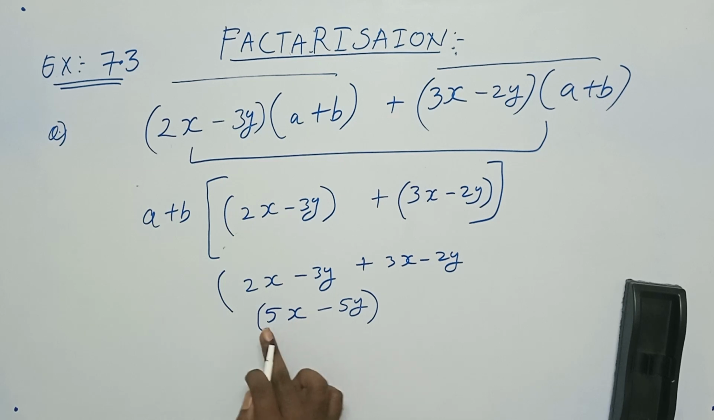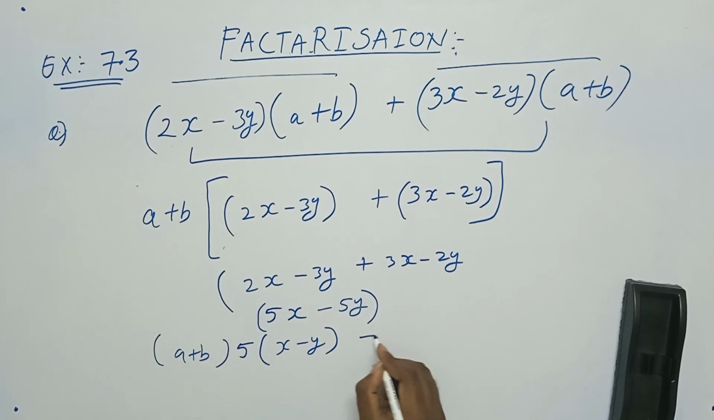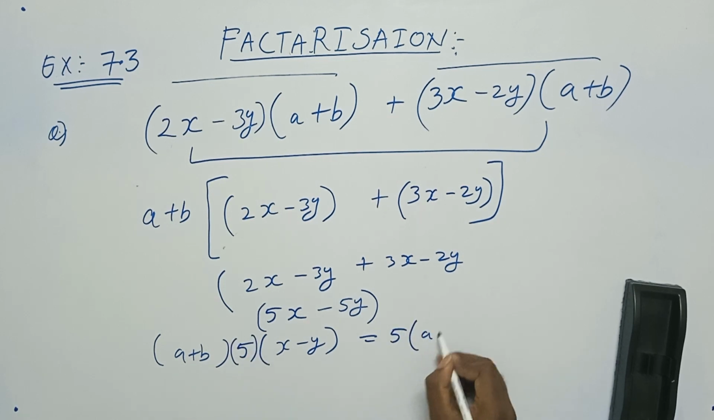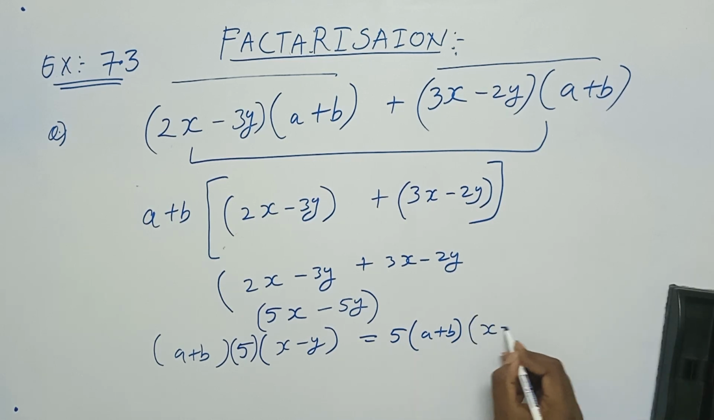Now we again take 5 as a common factor, because in these two terms you have only 5 as the HCF. If we take 5 common, x minus y will be inside the bracket. And here you have a plus b, that means a plus b is getting multiplied with the other terms. So if you rewrite this expression, it will become 5 of a plus b into x minus y.